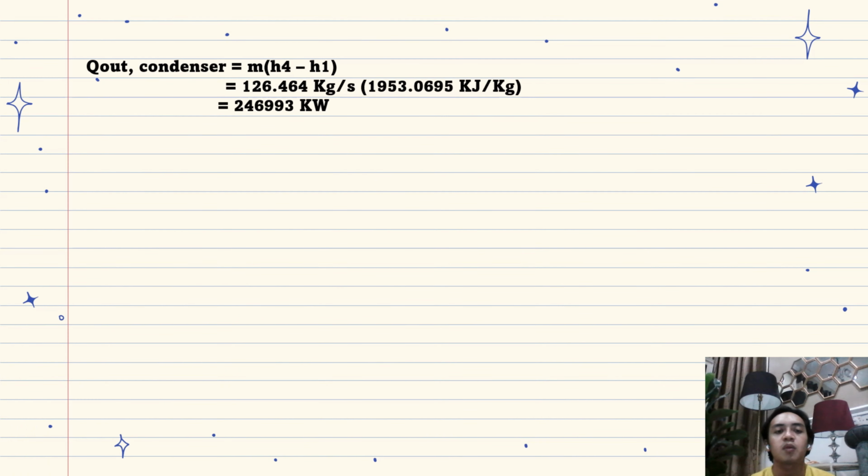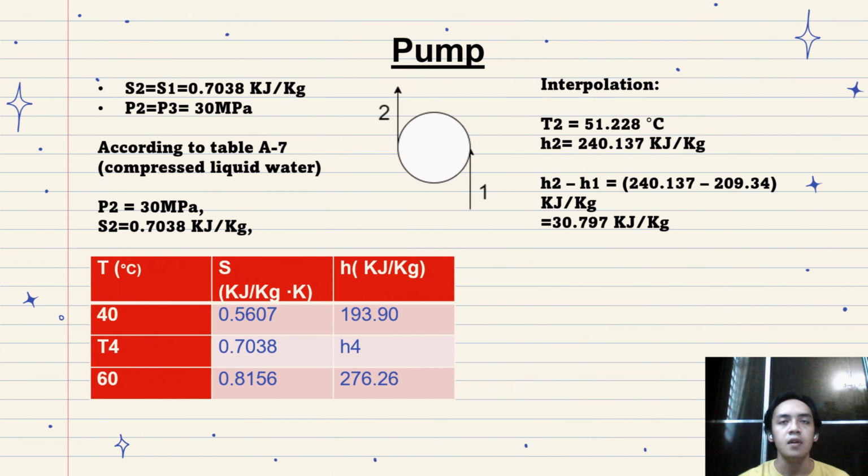After getting all the properties in streams 1 and 4, the heat transfer out of the condenser can be calculated by multiplying the mass flow rate and the enthalpy difference. The heat transfer out of the condenser is 246,993 kilowatts.